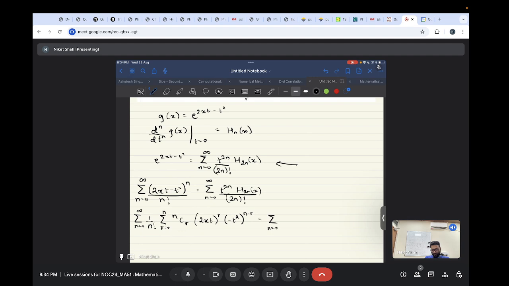the sum from n equal to 0 to infinity of t raised to 2n. Okay, again, I have made a mistake here, of course. Oh, no, no, I have not. No, this is fine. T raised to 2n H2n of x divided by 2n factorial.